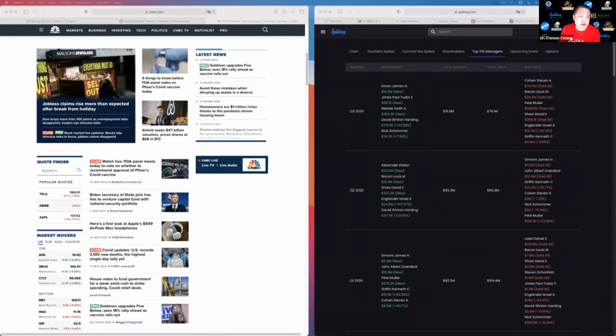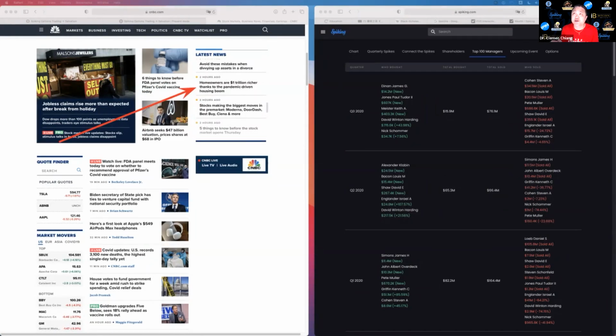So with that, I come back to here on the left-hand side. Continue to focus, point the arrow there, start to scroll down. All right, homeowners are 1 trillion richer thanks to pandemic-driven housing boom. And, you know, I share with you guys, there's a call for the government to launch the largest infrastructure project in the history of America to salvage this pandemic. So that has been pitched by Larry Fink of BlackRock, has been pitched by Bill Ackman of Pershing Square. And let's see how Joe Biden feels about it, all right? Then down here, stocks making the biggest move right now, Moderna, DoorDash, Best Buy, and so on.